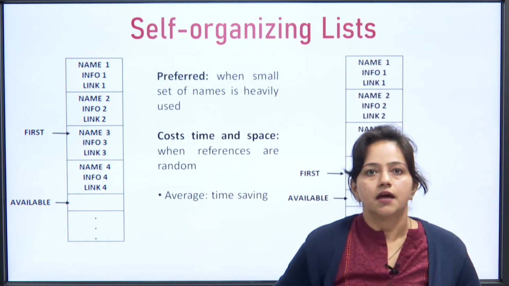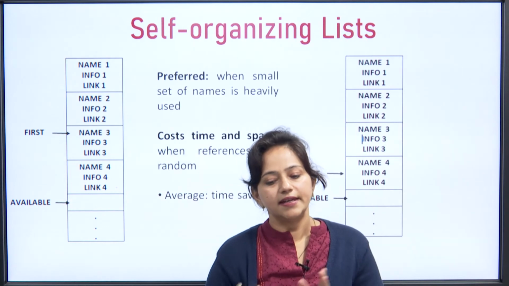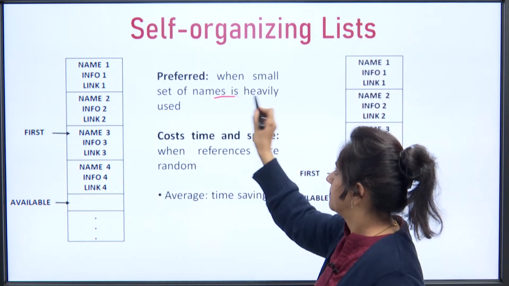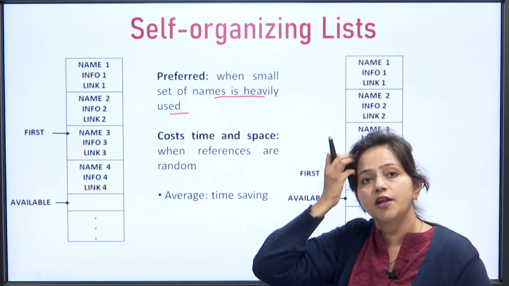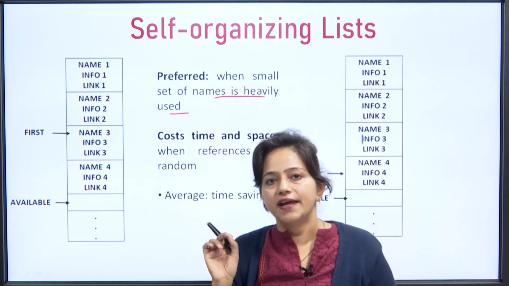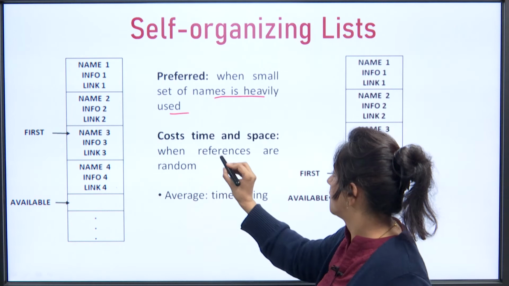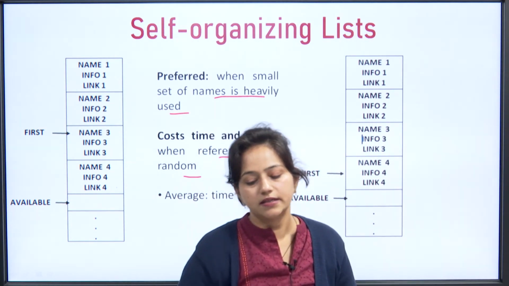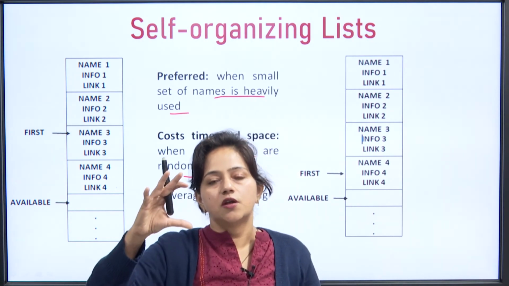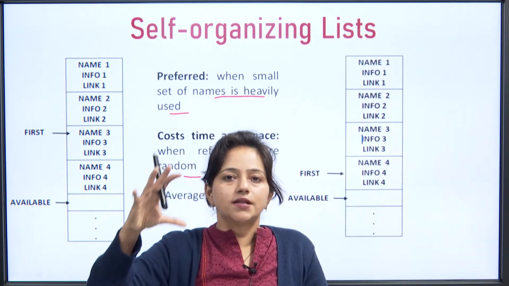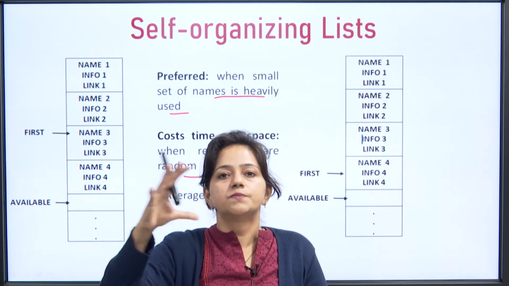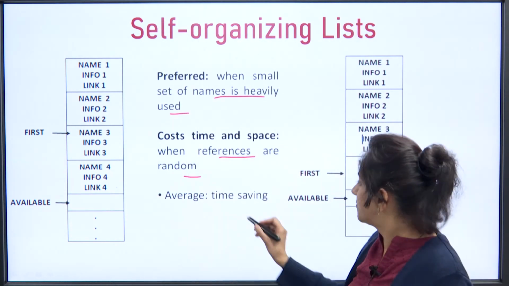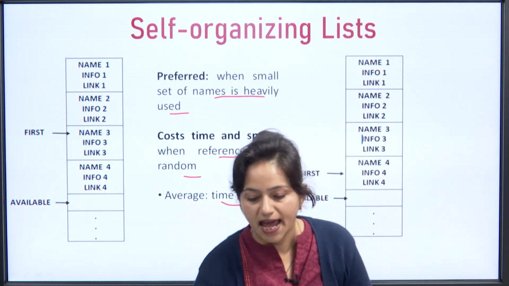Now next, a self organizing list is preferred when we have a small set of names, when a small set of names are heavily used, and when it is time consuming, when references are random. On average it is found that a small section of program is using a small set of variables, and that they are used frequently. So on an average we can say this scheme is time saving.